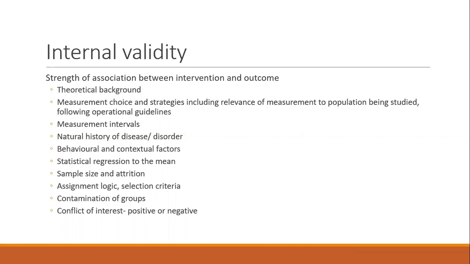Measurement error because measurements are done by the patient and by the instrument. I mean, error can be in the patient or the instrument or the therapist. So measurement intervals must be clearly thought about so that whatever change in measurement can actually be captured within this interval and not just randomly choose whatever is convenient to you, because then it decreases the internal validity of the study. Then you need to look at natural history of disease or disorder.